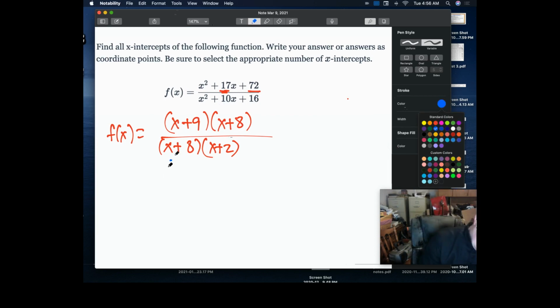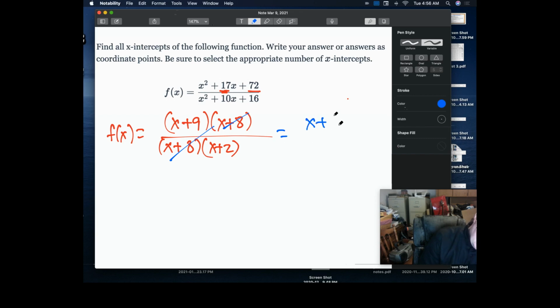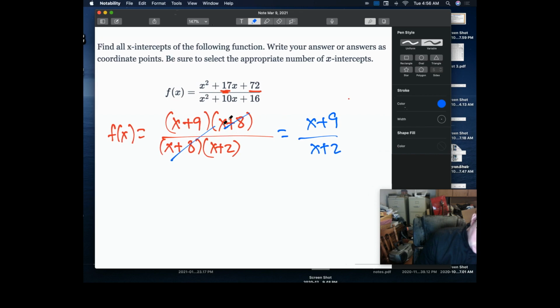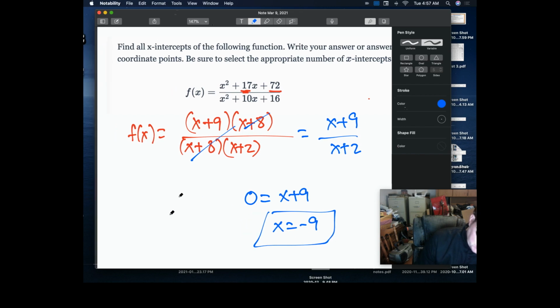Here, the x plus 8s divide out, and I'm left with x plus 9 over x plus 2. So again, remember, when x plus 8 cancels out, you have a hole there, so that doesn't exist there. It says find all the x-intercepts now. The x-intercept is when y is 0, but we also said that's when the numerator is equal to 0. And you get x equals -9. And that's it.